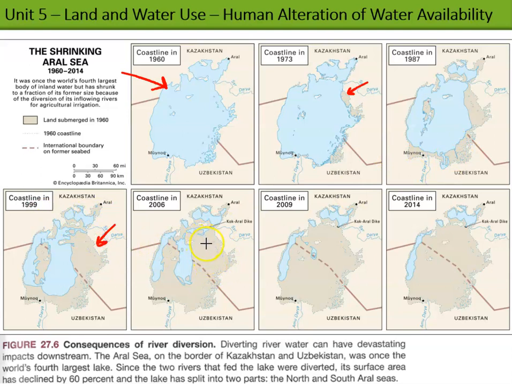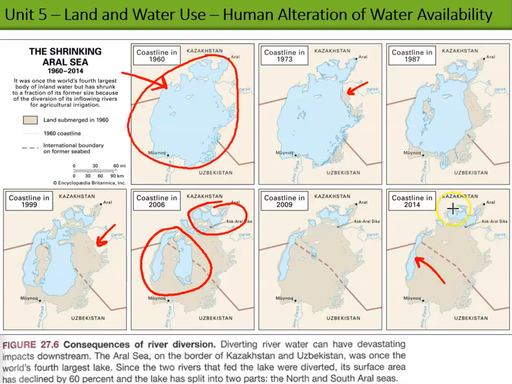Now right here, I believe we have the separation. There's the South Aral Sea, and here's the North Aral Sea. For the North Aral Sea, they have put dams in place to make sure that this part does not dry up completely, but for the South Aral Sea, because of that, it's maybe a death sentence. Right here, 2014, they are predicting that this portion will be dried up completely. So you can see it went from this very large freshwater lake, fourth largest in the world, down to just a remnant of what it used to be.